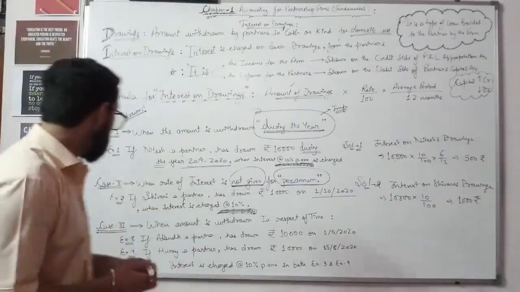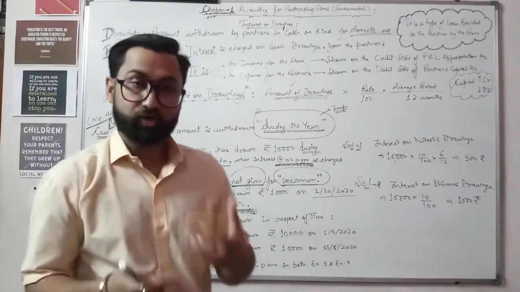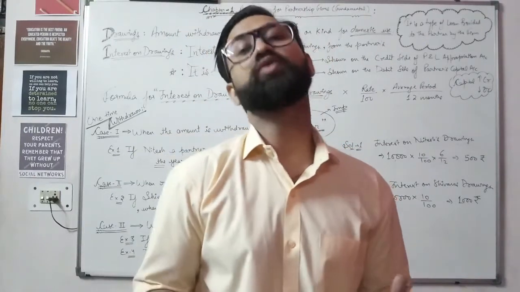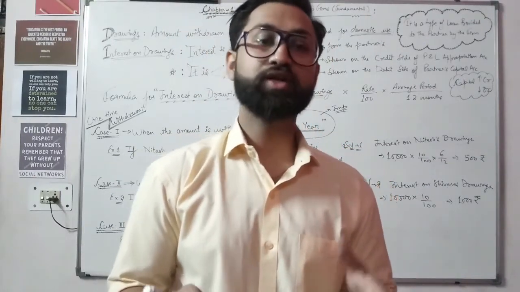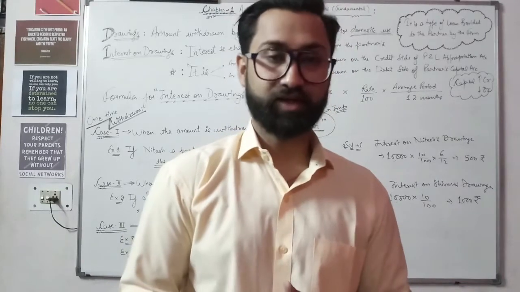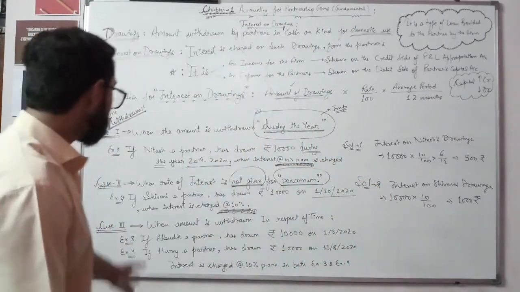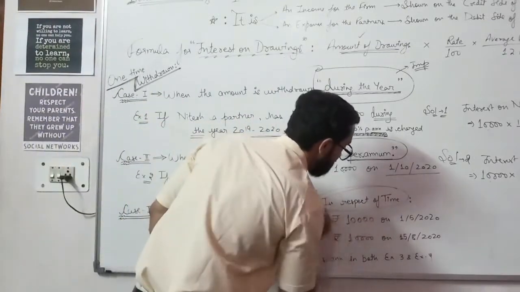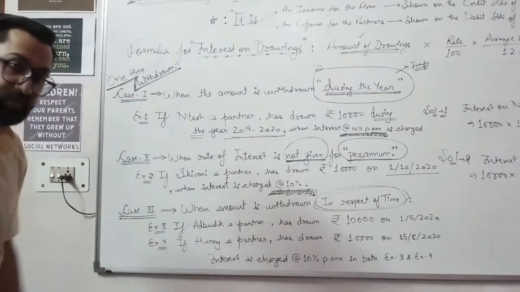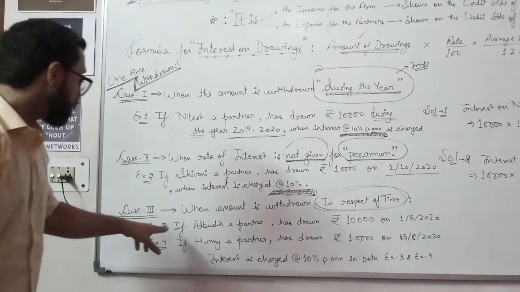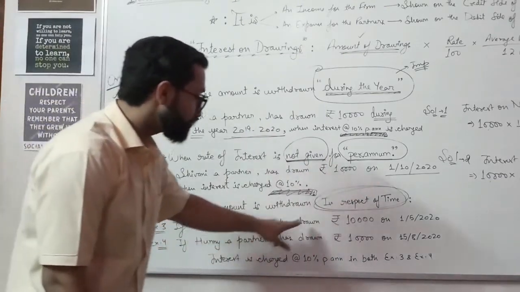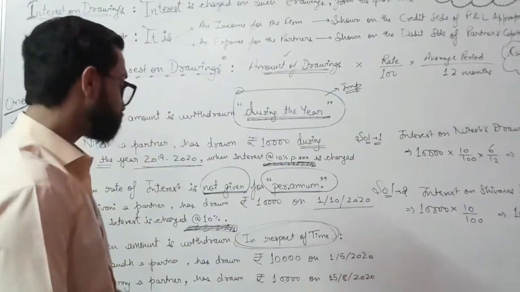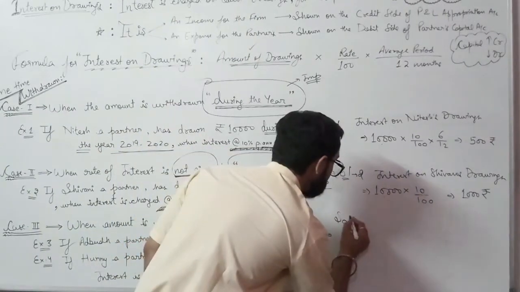Now case 3: amounts are withdrawn with regard to a period, time period. Time period is very crucial in these types of questions which are related to interest or commission or salary. Let us have a close look. When the amount is withdrawn in respect of time, example 3 will make you clear the whole concept. If Adbud, a partner, has drawn 10,000 on the 1st of May 2020, in this case, what will be the solution?